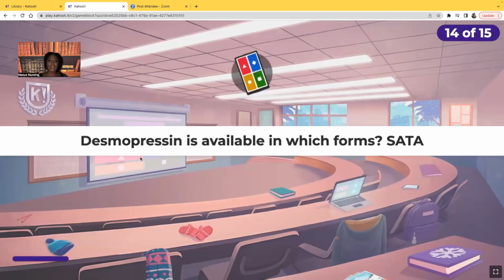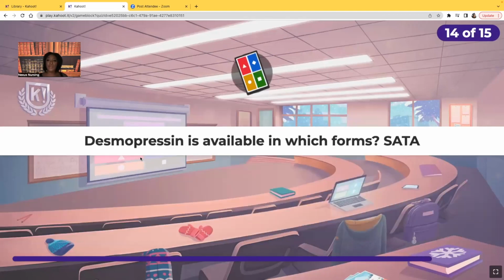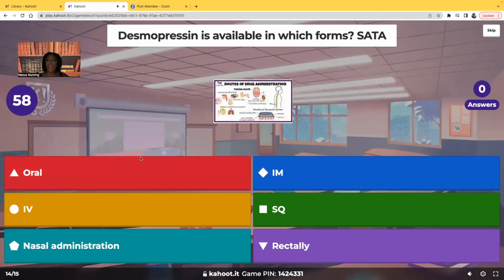Select all that apply. Desmopressin is available in which form? How can desmopressin be given? Remember, desmopressin, we're talking about the ADH. What are all the forms that it can be given? Orally, intramuscularly, intravenously, subcutaneously, nasally, by inhalation, rectally. What are all the forms that desmopressin can be given?